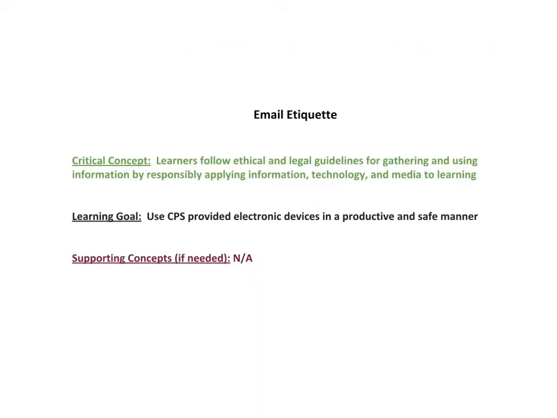A critical concept for your email is that learners need to follow ethical and legal guidelines for gathering and using information by responsibly applying information, technology, and media to learning.